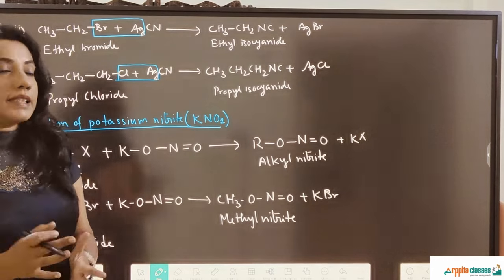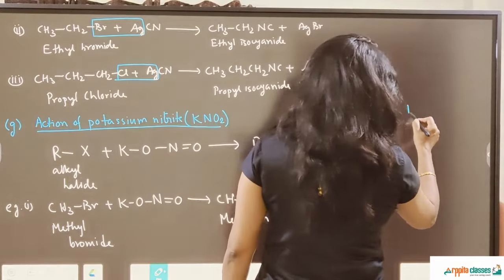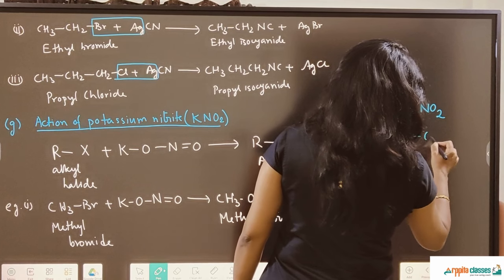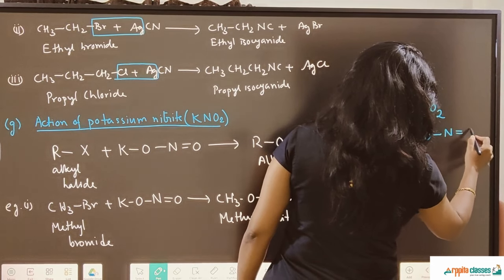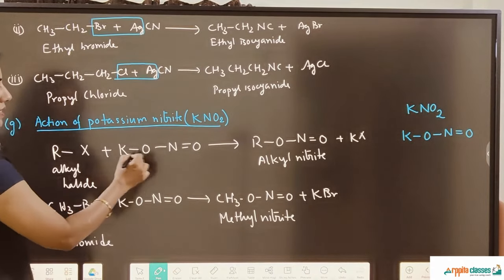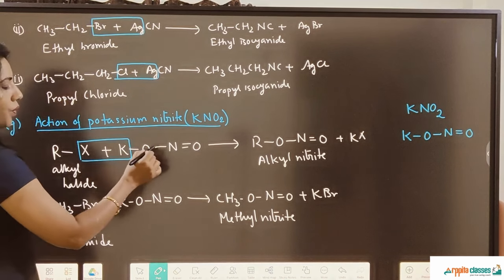Okay, so this is your nucleophilic substitution reaction number F. Now the next reaction is with potassium nitrite. Potassium nitrite is basically KNO2, but if you see the structure of it, it is K-O-N double bond O. This is the structure of potassium nitrite. So when alkyl halide is treated with this, KX comes out from here and you get RONO.